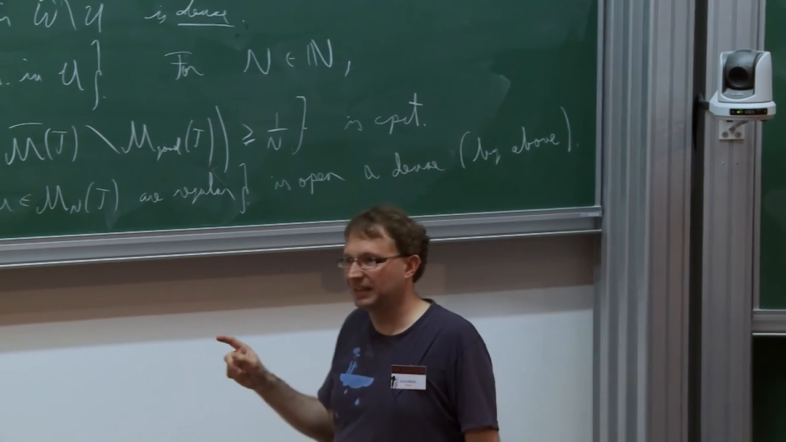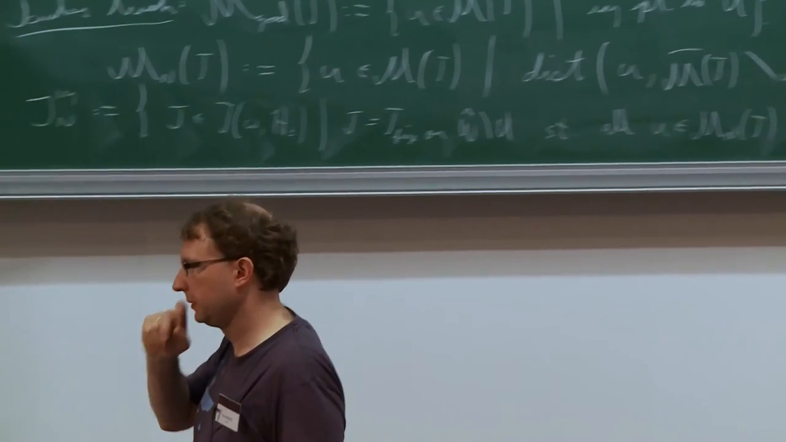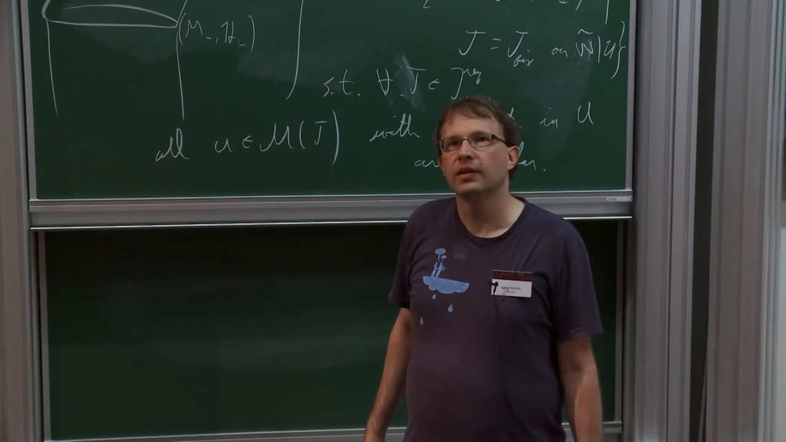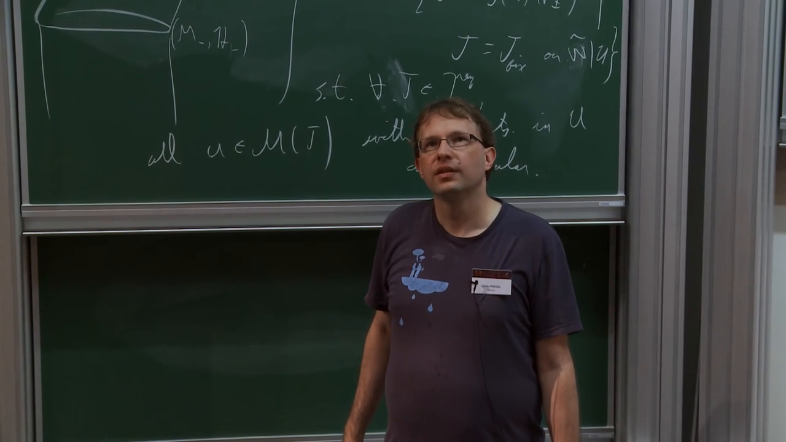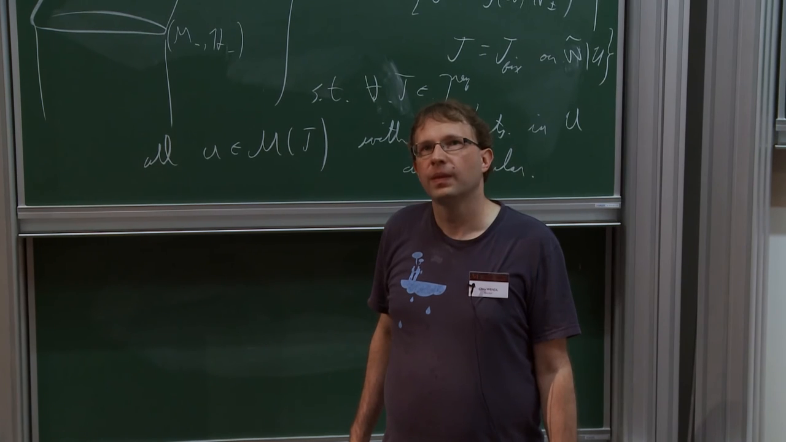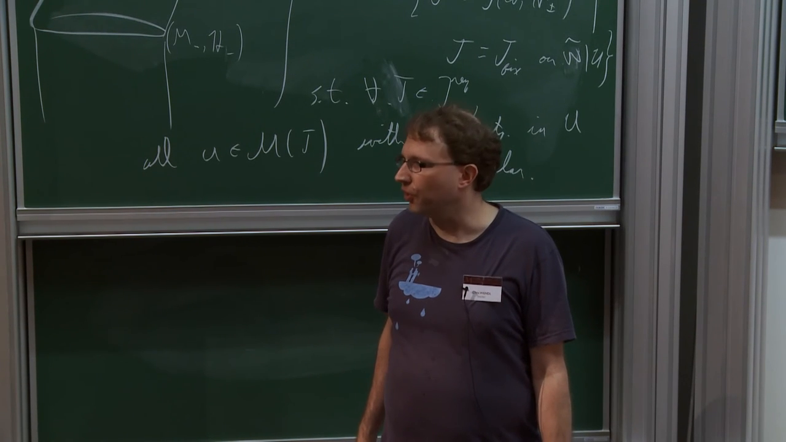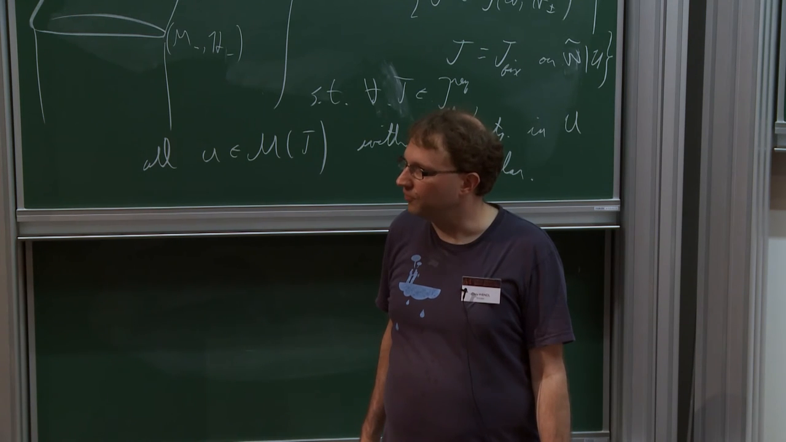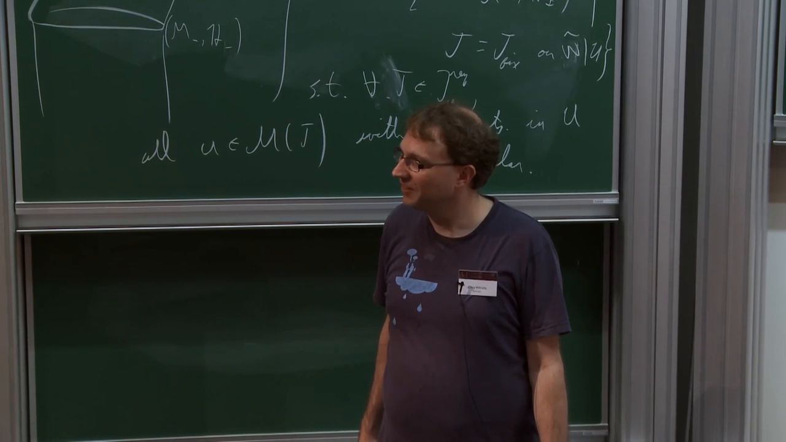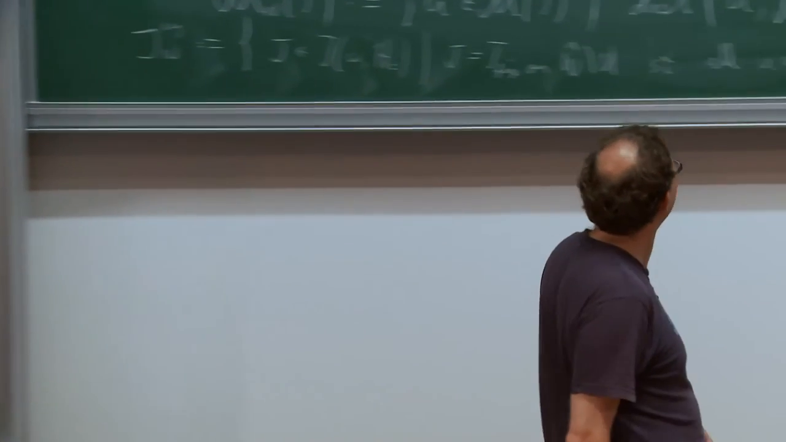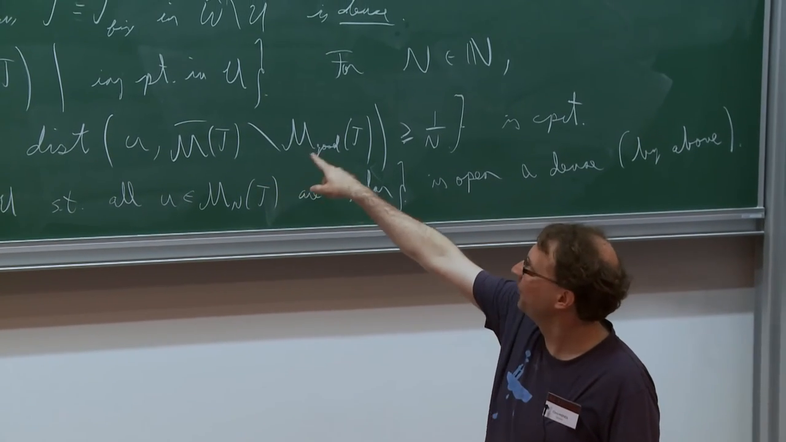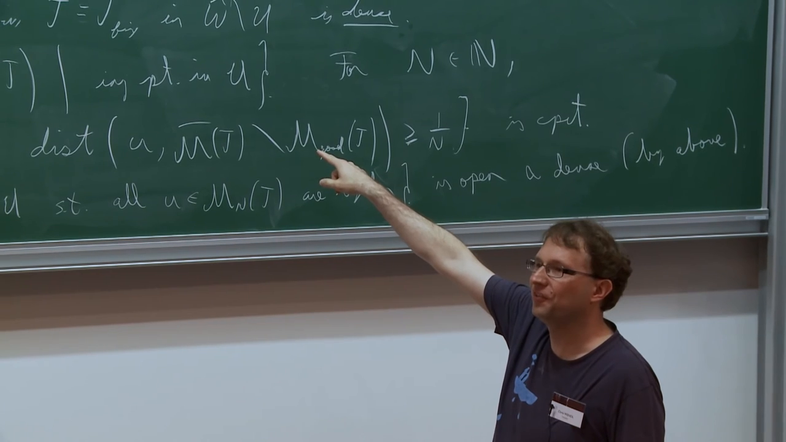If I have a sequence in M, N, J, could it converge to something nodal? No. A sequence in M, N, J will not converge to anything nodal because it is a positive distance away from the nodal part of the compactified moduli space. There can be nodal things in M good, right? No, there cannot be. M good consists only of somewhere injective, honest J-holomorphic curves.